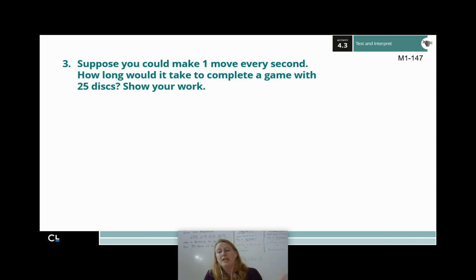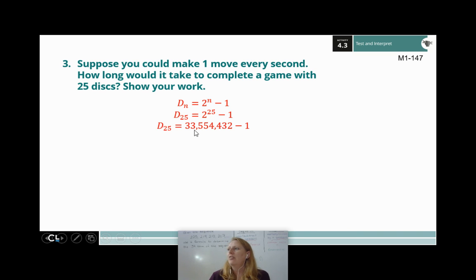So I went ahead and used that explicit formula from earlier. D sub n equals 2 to the n power minus 1. Of course, n is the number of discs. There's 25 discs, so I put that in there. Do you remember the magic button on your calculator? Did you remember that exponent button? I did. So I did 2 to the 25th power courtesy of the exponent button on my calculator, and I got 33,554,432. But I have to subtract 1. So I got 33,554,431. Now, that's the number of seconds, right?